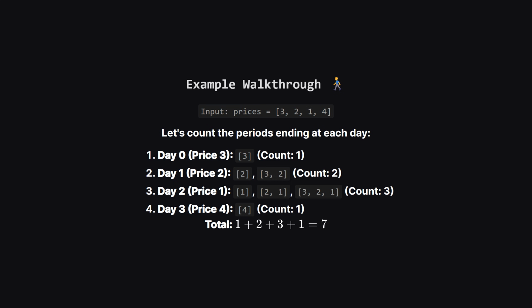Then comes 1. It's exactly 1 less than 2. So again, we extend. We have 1 by itself, 2, 1, and 3, 2, 1. That's 3 periods. Finally, we hit 4. 4 is not 1 less than 1. The pattern breaks, so we reset. The only period ending here is just 4 itself. That's 1 period. If we sum these up, 1 plus 2 plus 3 plus 1, we get 7.